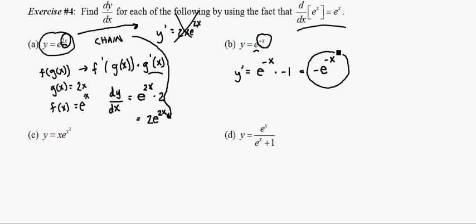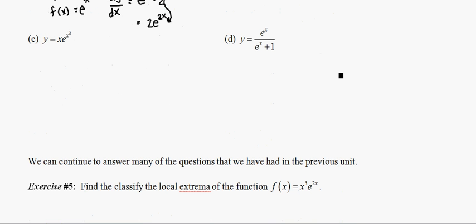All right, take a look at letter C. y equals x times e to the x squared. We need to find its derivative. Pause the video for a moment and think about what major derivative law you would use to find this derivative.